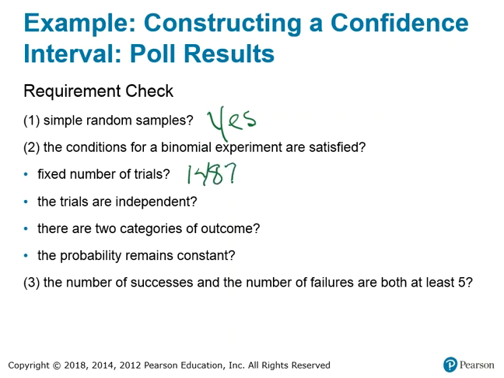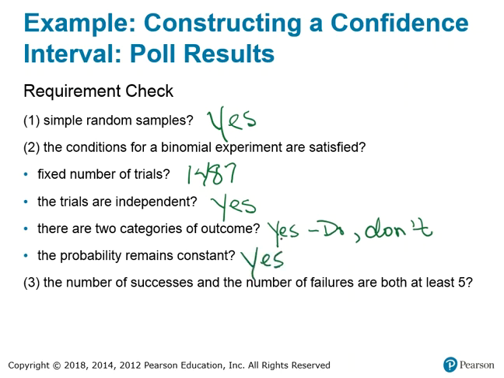Are they independent? Well, as far as we know, the one person's answer of if you have Facebook or not has nothing to do with the next person's answer. We don't know if they did anybody in the same household or not. So we have to go that, yes, they are independent. Are there only 2 categories? Well, you do have Facebook or you don't. So there are 2 categories. And does the probability remain constant? So the probability of having Facebook is the same all the way through, so yes.